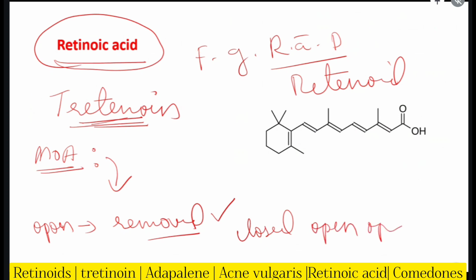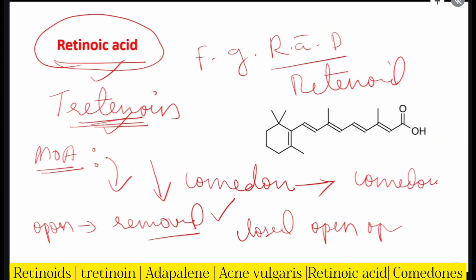That means here, simple, retinoic acid and tretinoin are decreasing the formation of comedone, and they are removing the already formed comedones. Already formed comedones are removed, and further it will decrease the formation of new comedones. This is the final outcome of retinoic acid and tretinoin. This is the mechanism of all retinoic acids.